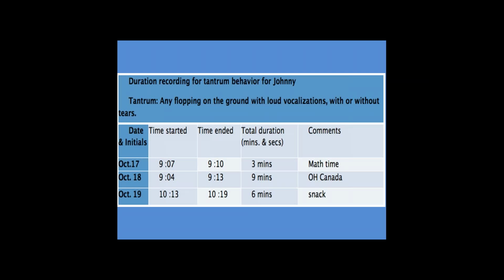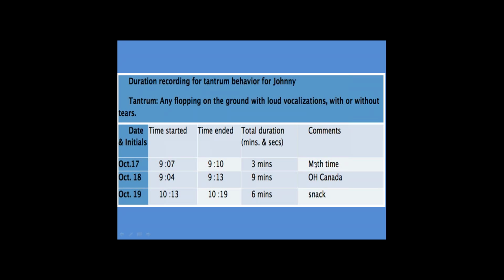So here's an example of some data collection. This is duration recording for tantrum behavior for Johnny, and they've defined tantrum behavior as any flopping on the ground with loud vocalizations with or without tears. Here we've got the date, so October 17th, 18th, and 19th. On the 17th, the tantrum behavior started at 9:07, it ended at 9:10, and it lasted for about 3 minutes. And then we see it happen during math time.